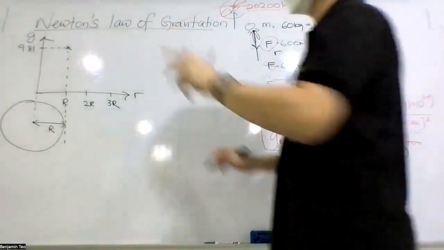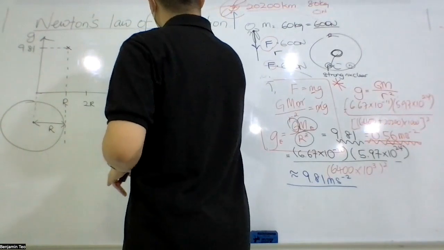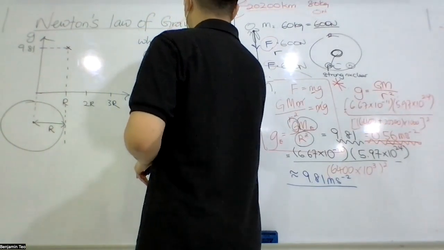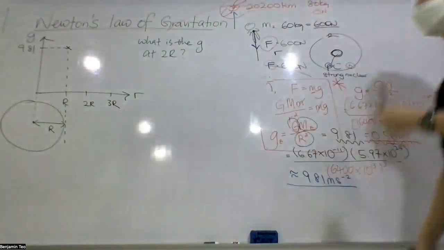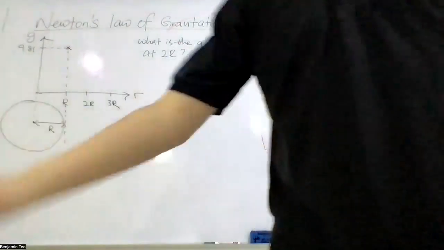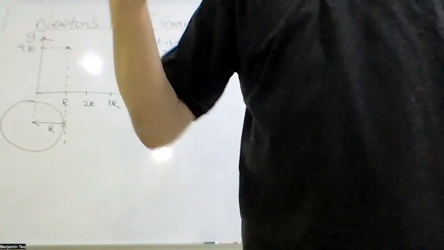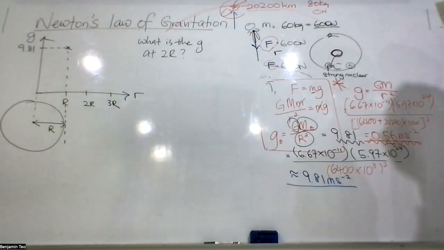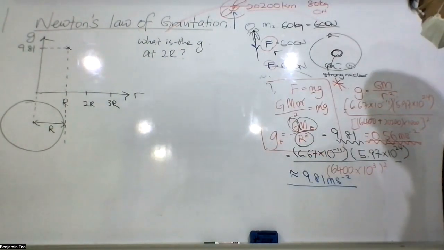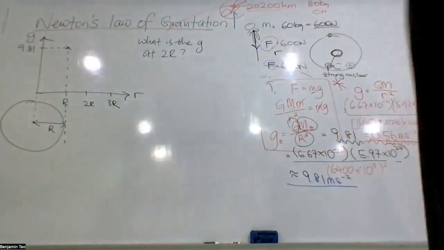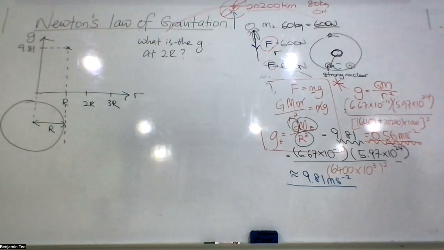The question likes to ask, what is the G at 2R? They always use R instead of giving you the values. 2R, 3R, 2.5R. Okay, what is the G at 2R? All right, then how do you calculate? Okay, try to calculate. What is the G at 2R?